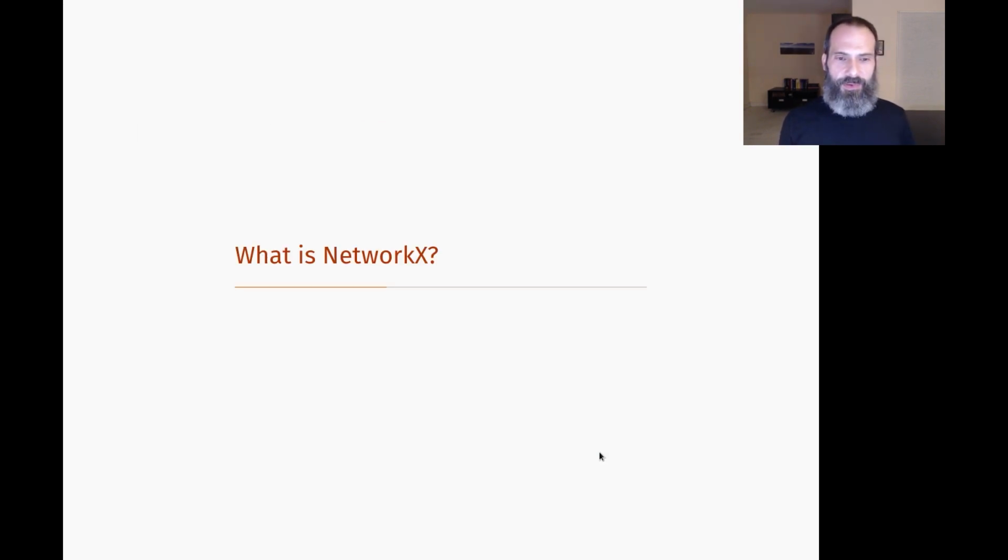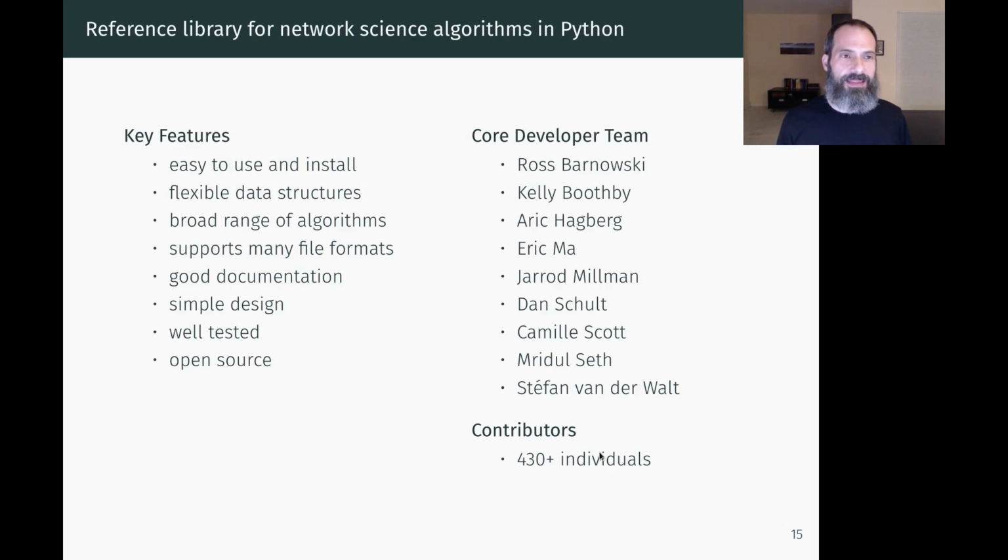All right, so for the second part of the talk, what is NetworkX? NetworkX is a reference library for network science algorithms in Python. Its key features include it's easy to use and install, has a flexible data structure, broad range of algorithms, supports many file formats. It has good documentation, simple design, well-tested and open source. We have a core developer team of 9 individuals that support, review and maintain the software, with contributions from over 430 people. It's constantly growing.